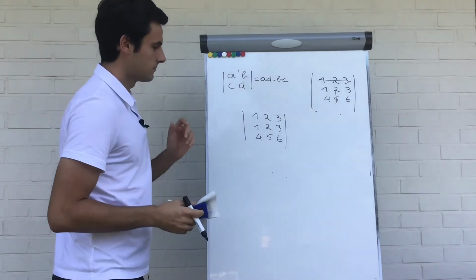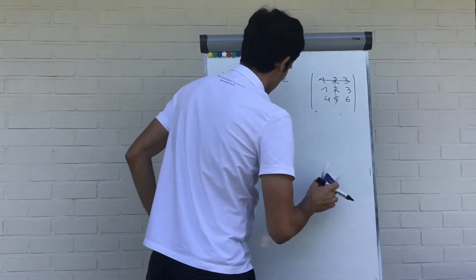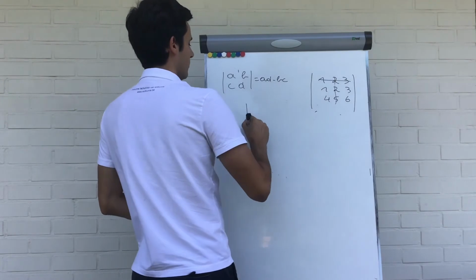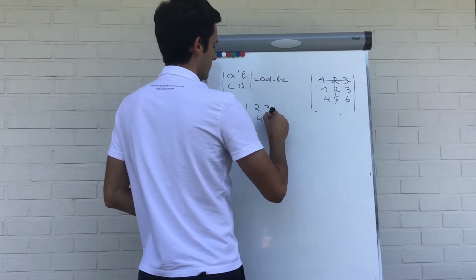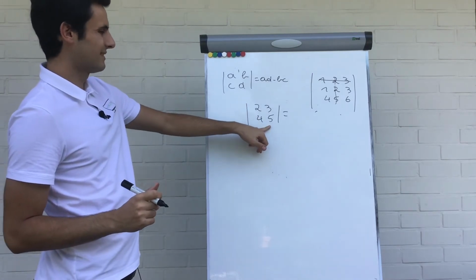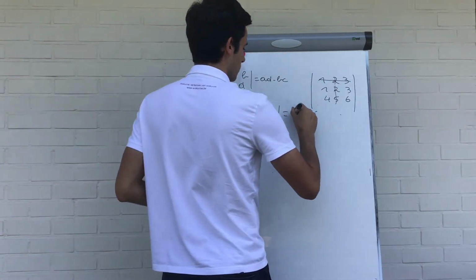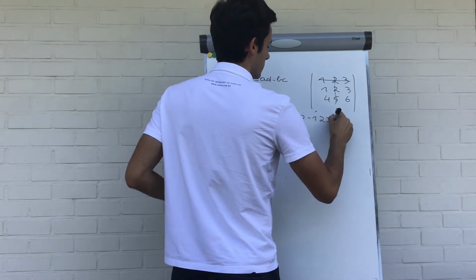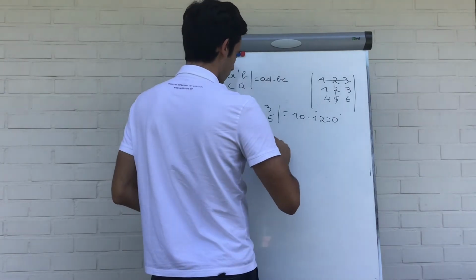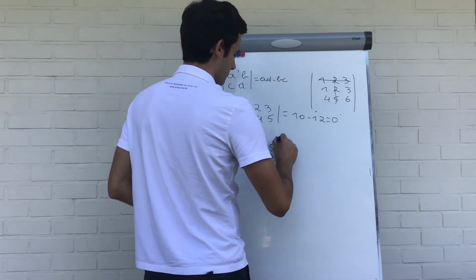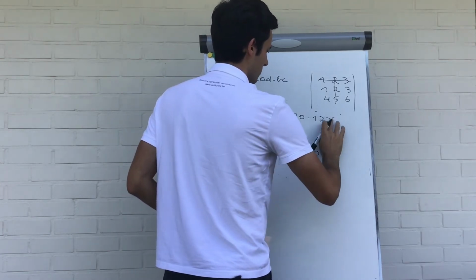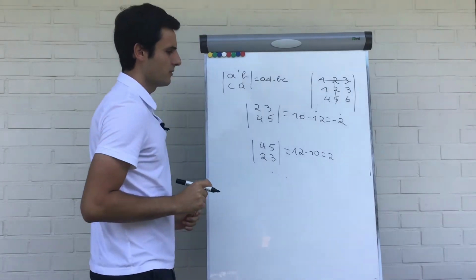So if I take an example of a 2 by 2, we have 2, 3, 4, 5. If we calculate this determinant, we get 2 multiplied by 5 is 10, 10 minus 12 is minus 2. Suppose I switch row 1 and row 2. So we have the determinant of 4, 5, 2, 3. And then we have 12 minus 10 is 2. Oh, this was minus 2. So minus 2, and here we have 2.